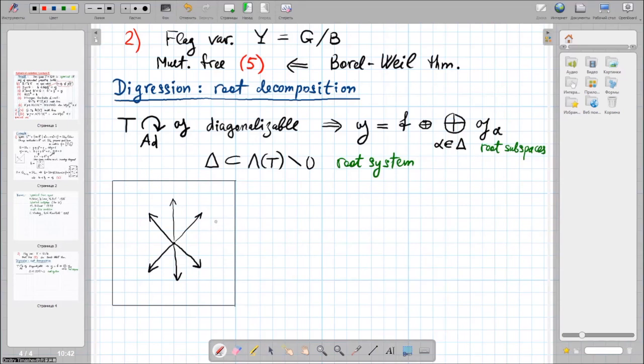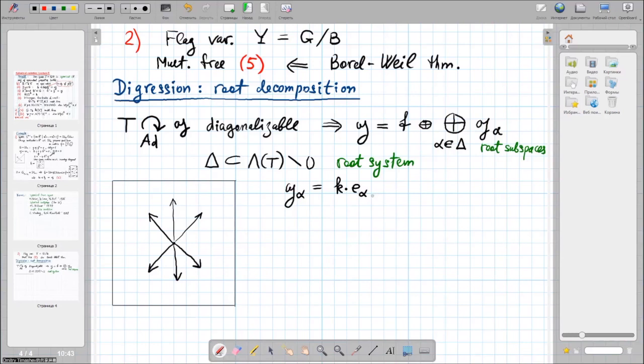And as for the root subspaces, this was a good question. All root subspaces are one-dimensional, actually. Each of the root subspaces is spanned by a single non-zero vector, called a root vector. Let me denote any root vector generating the respective root subspace by E sub alpha.